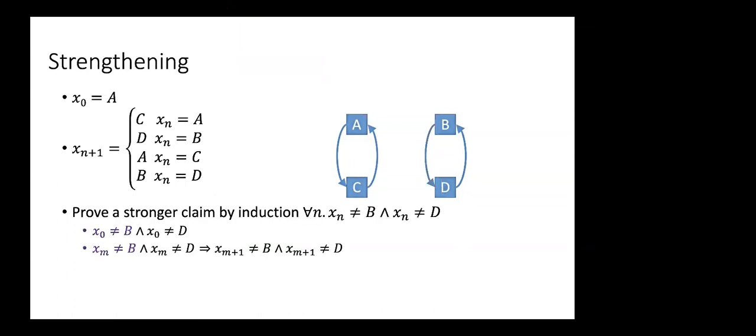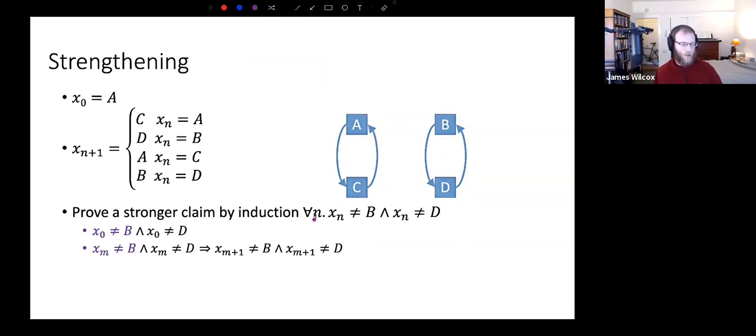The property that works out well in this case is this stronger property that says for all n, not only is xn not equal to d, but it's also never equal to b. This is obviously a stronger property than the one we started with because it implies the original property. If you know that something is not b and not d, then of course it's also not d. That's easy. So it really is a stronger property, but now it's inductive. Now we can prove it without having to know that xm is reachable.